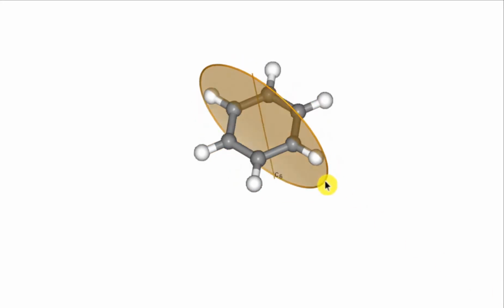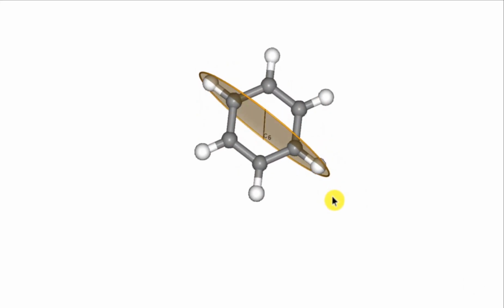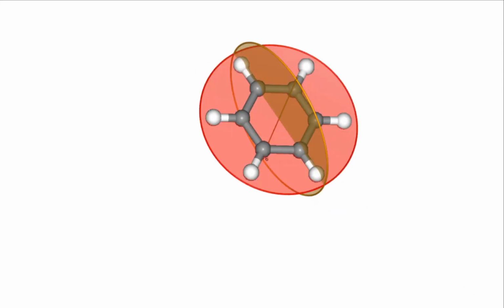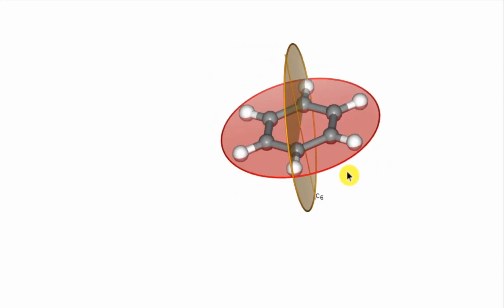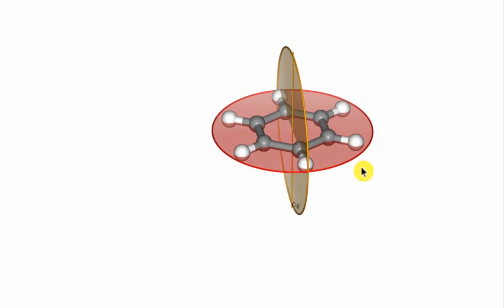Now this is a plane that is perpendicular to sigma H plane. If I show you sigma H plane here, you see that two planes are perpendicular. Now this plane, that is the plane that contains the principal axis of rotation and is perpendicular to the horizontal plane, such planes are known as vertical planes, sigma V's, and this is a sigma V plane.